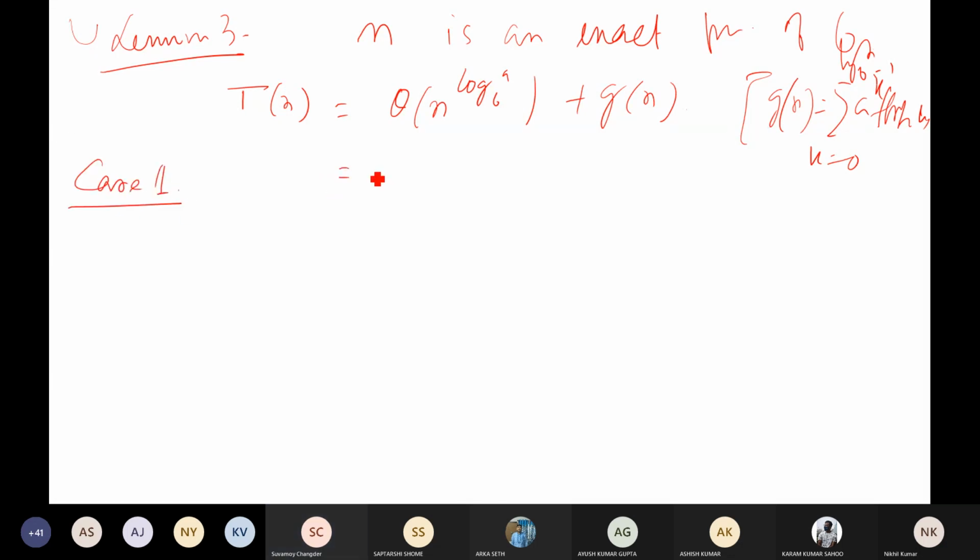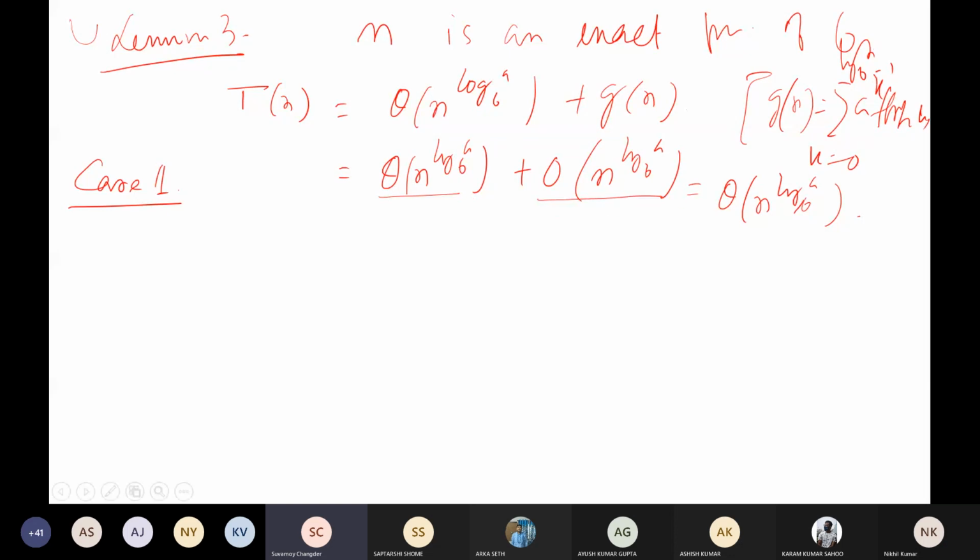case 1: theta of n to the power log a base b plus big O of n to the power log a base b. From case 1 we have already proved this, and we can write this is equal to theta of n to the power log a base b. Why? Because theta already contains big O, so it is not required to write it again. It will be absorbed by theta. So we don't have to write anything extra.